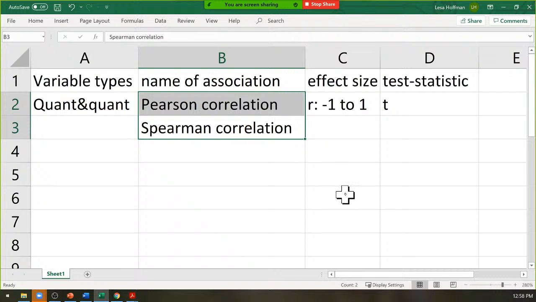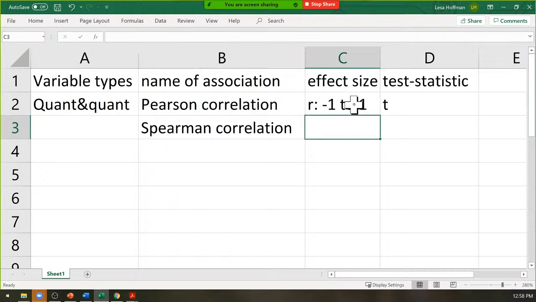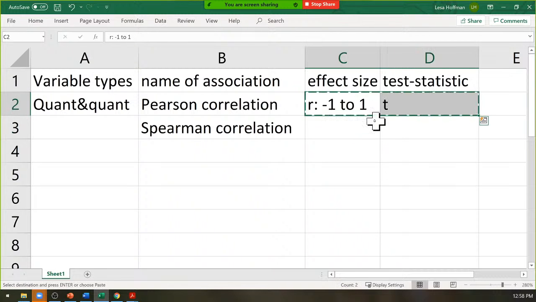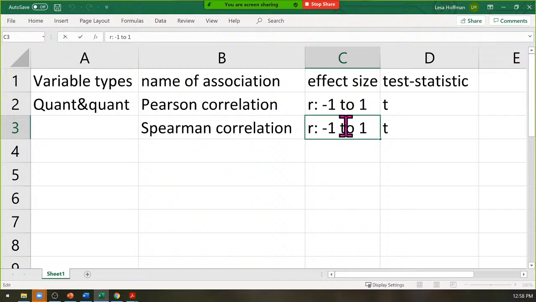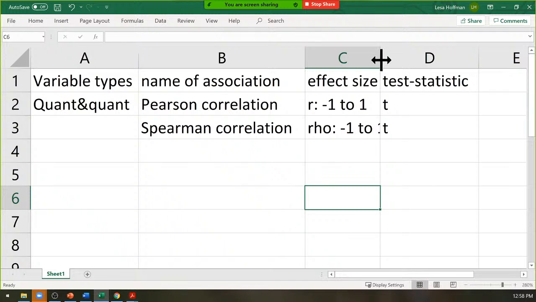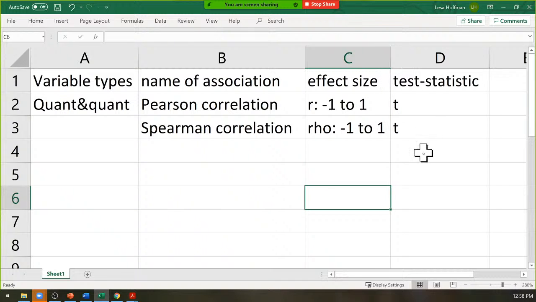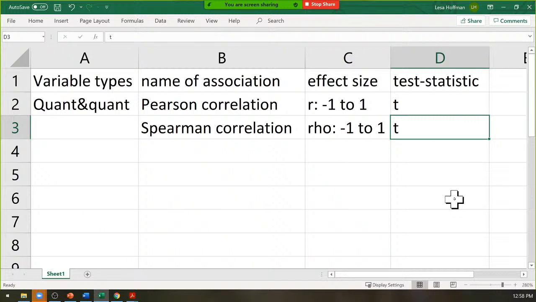So it's the data going in that makes the difference between Pearson and Spearman. Pearson is original data, Spearman is rank ordered. But in terms of this part, it's exactly the same. You end up with an R-type statistic, or what you may call rho to differentiate it. Spearman's rho is what it's sometimes called. And your test statistic is still T.